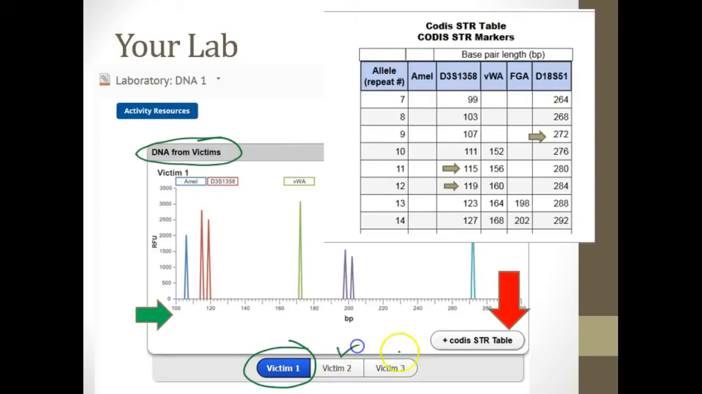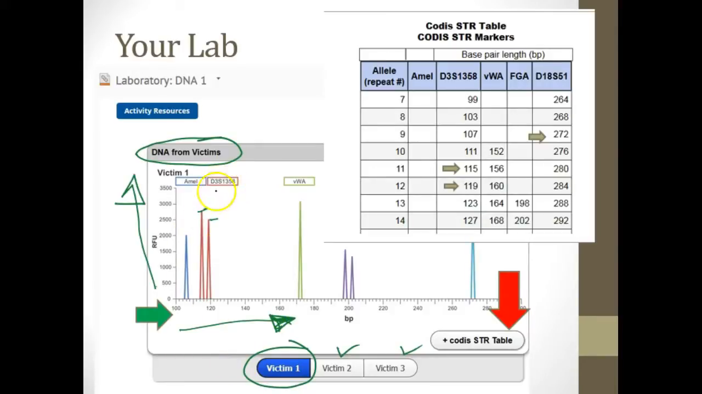So you'll need to click on victim 2 and victim 3 to look at their information also. Now again, this right here has to do with the reflectivity, reflective units. You don't need to worry so much about that. You're not going to say, oh, this one is higher than that one, so that means... no, you're not going to do that. What you are looking at is how far along on this axis it is.